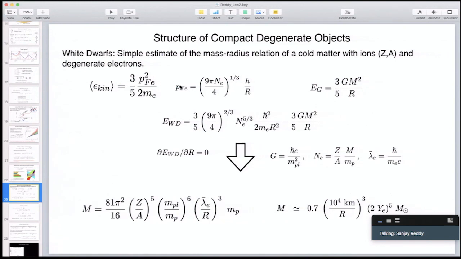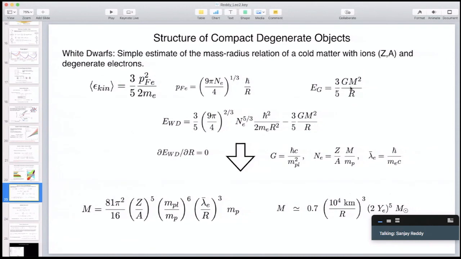It tells you that the Fermi momentum of the electron is related to the density of electrons, and the smaller the white dwarf, the larger is the density of electrons. So using that, you can very quickly see that the Fermi momentum of the electron should go like 1 over the radius of the white dwarf.